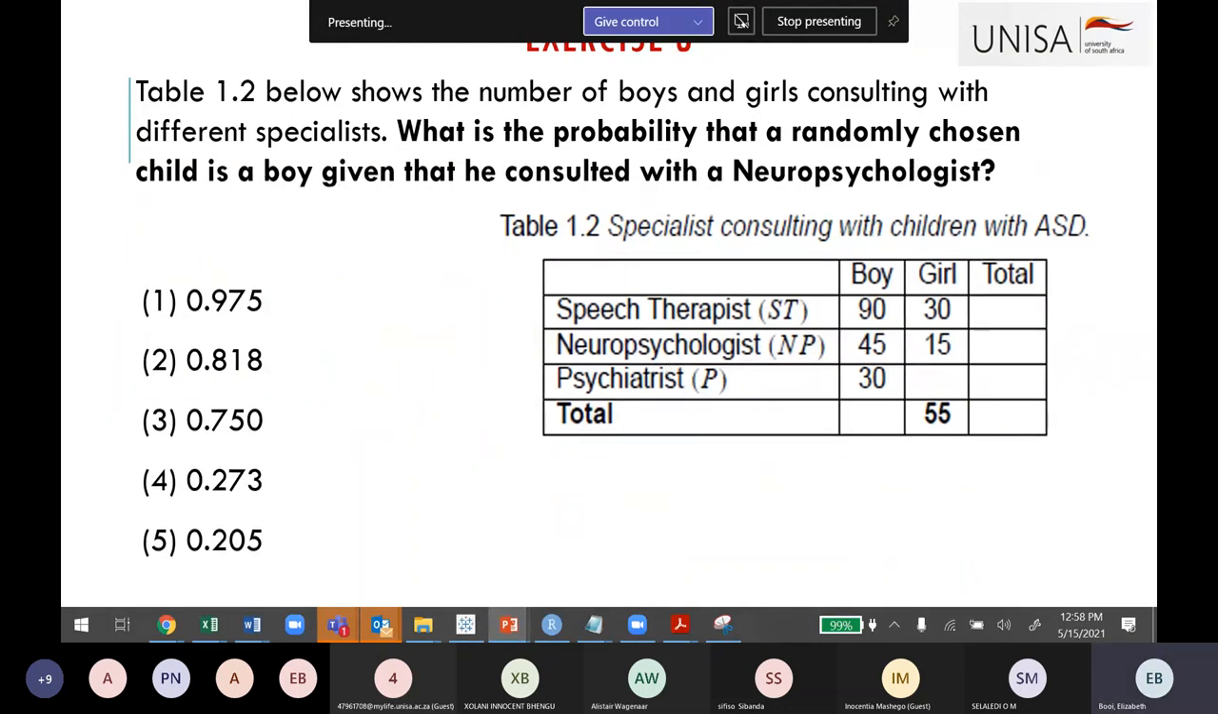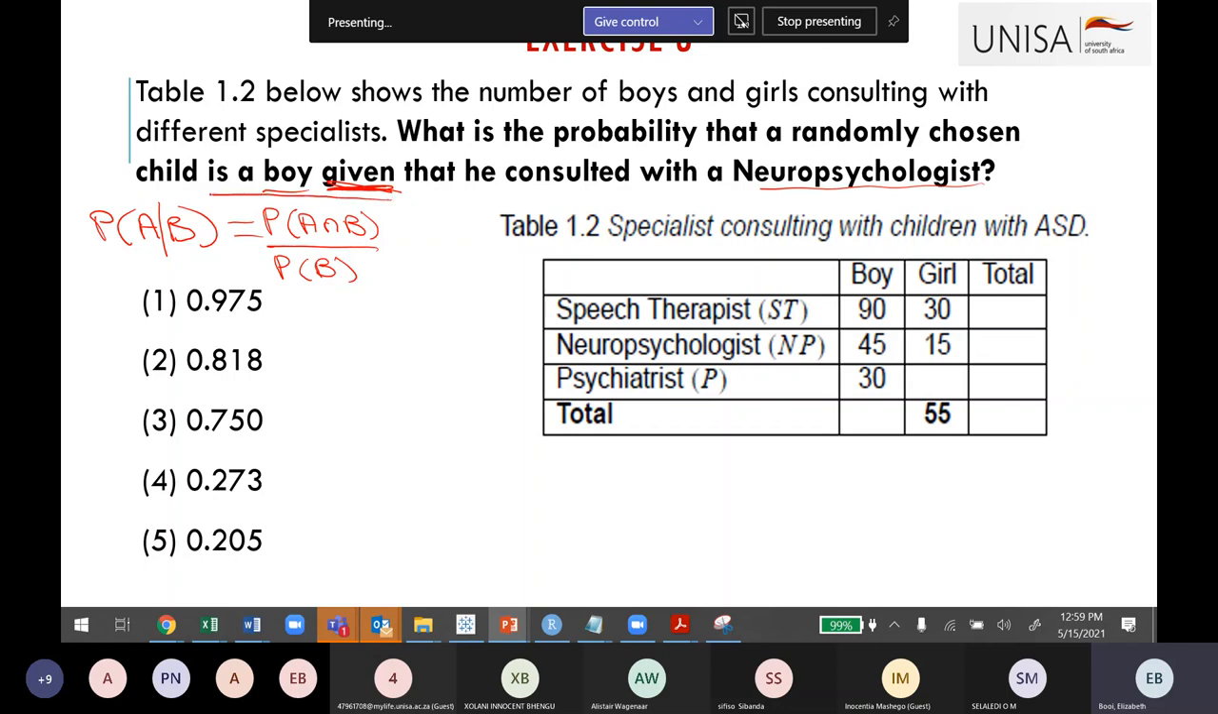Let's look at the next example or exercise. Same question. What is the probability that a randomly chosen child is a boy, given that he has consulted a neuropsychologist? The formula that we know about conditional probability, because we are told "given", is that the probability of A given B is equal to the probability of A and B divided by the probability of the given, which is the probability of B.